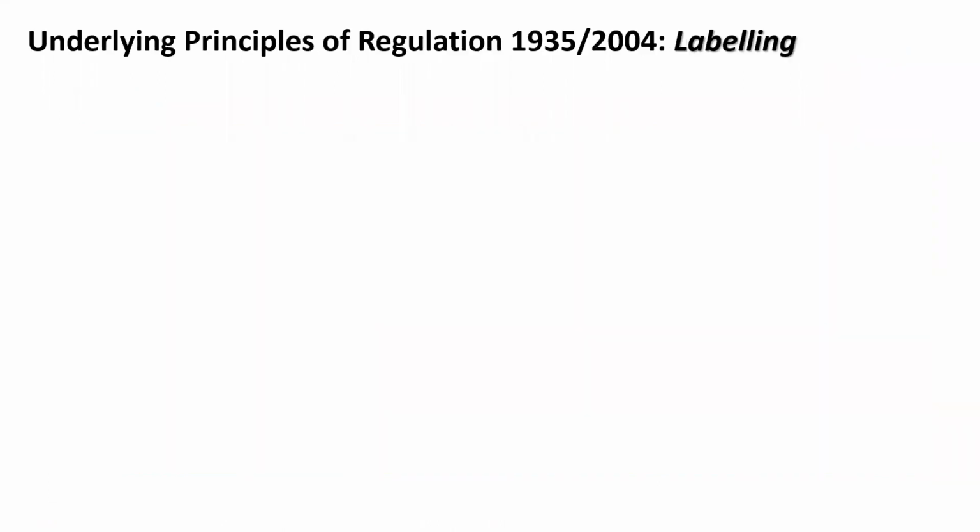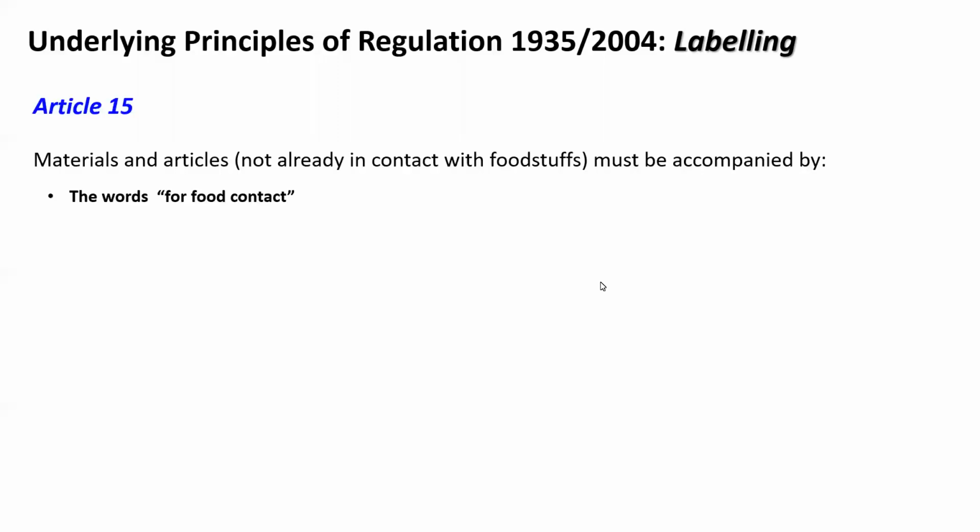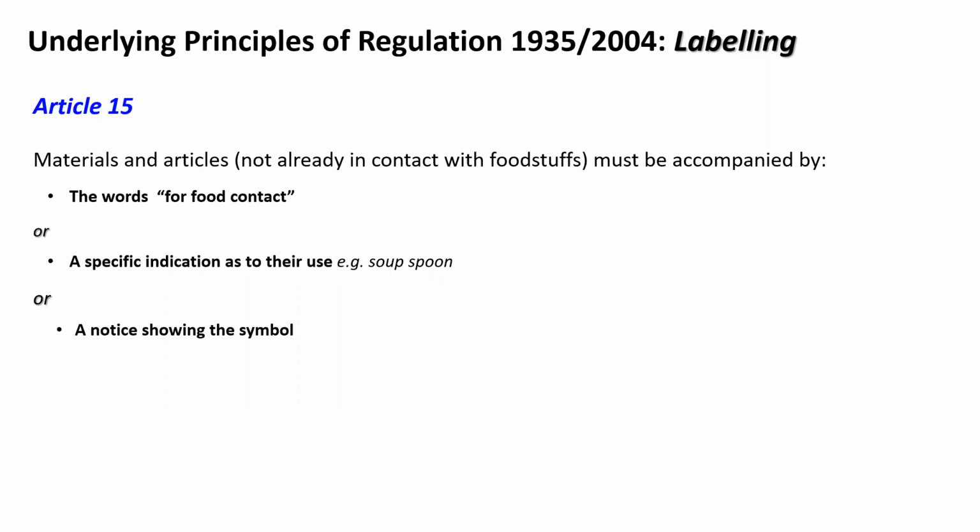Finally, one other thing I want to mention on Regulation 1935 today, which I think is important, is labelling. Under Article 15 of the regulation, it states that materials and articles not already in contact with foodstuffs must be accompanied by the words "for food contact." That's to show that that material is to be used for food contact. Or you can put a specific indication as to the use of the food contact material. For example, if it's a spoon, it's a soup spoon. Sometimes it's obvious, sometimes it's not so obvious.